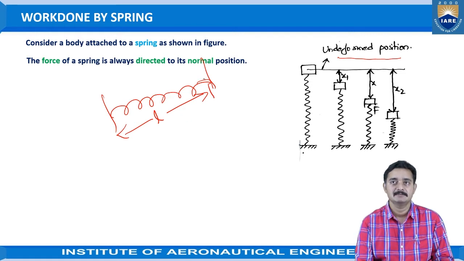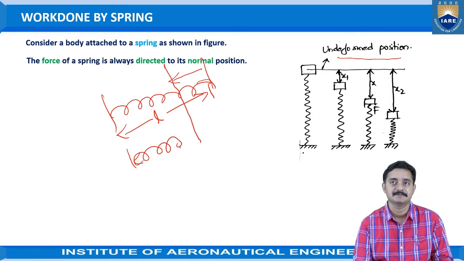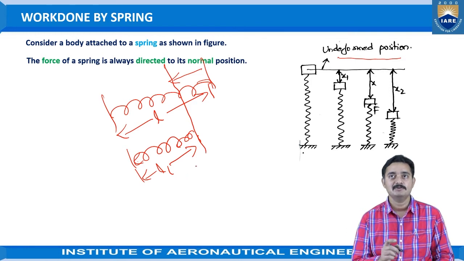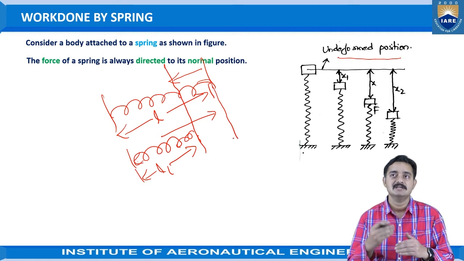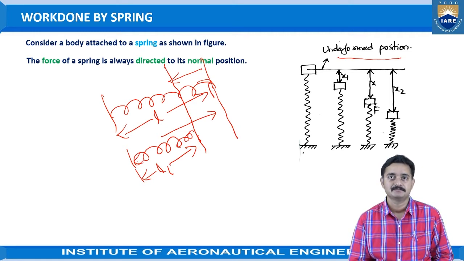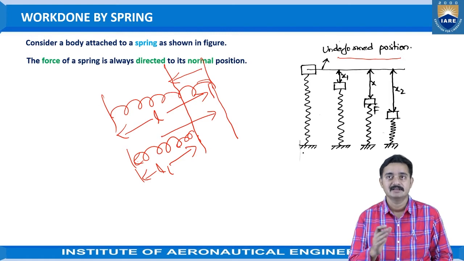When this spring is getting compressed, that means we are doing the work onto the spring. Let us say it has been compressed to this length, and that length is L1. So this would be the force of the spring which is always directed to the normal position. Now in this case what happens? The spring will try to come to its normal condition, that means it will try to come to its undeformed position. So spring, when it is being compressed, will always try to expand.